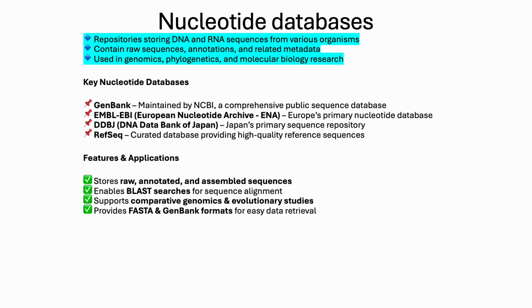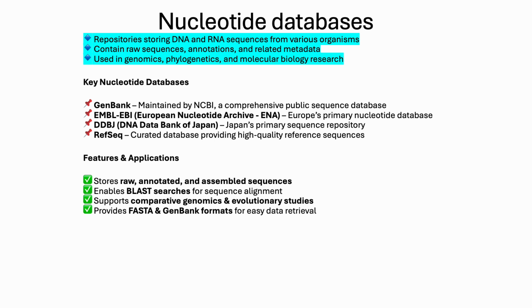So coming to the nucleotide database. A nucleotide database, as the name suggests, is a repository for storing DNA and RNA sequences from various organisms. They contain raw sequences, annotations, and related metadata, and they are used in genomics, phylogenetics, and molecular biology research. A few key nucleotide databases are GenBank, EMBL-EBI, DDBJ, and RefSeq.